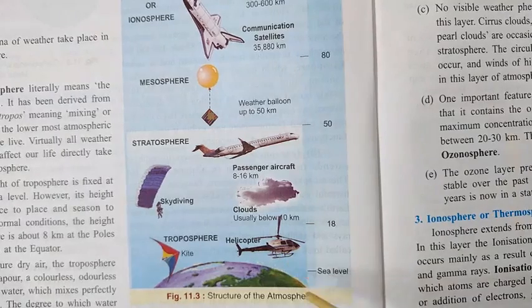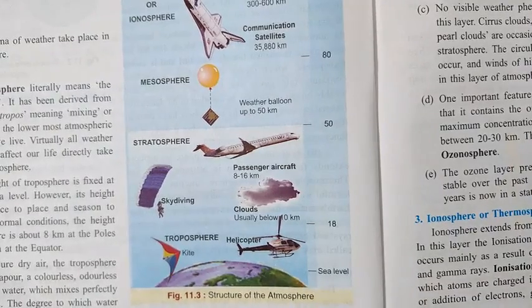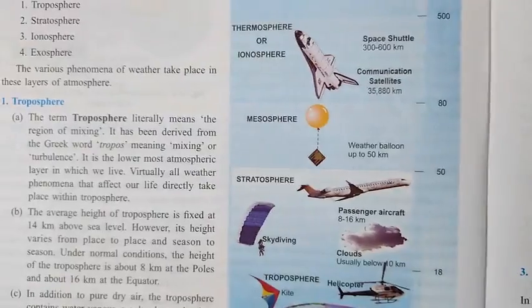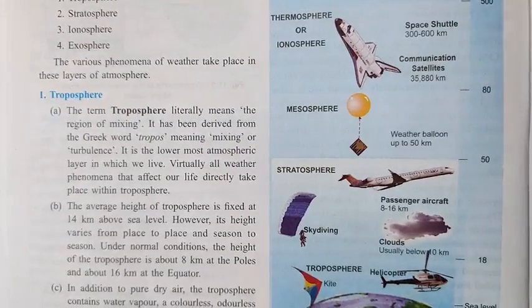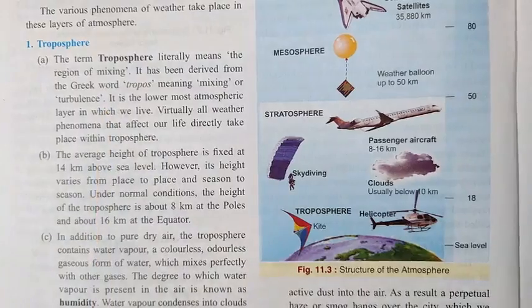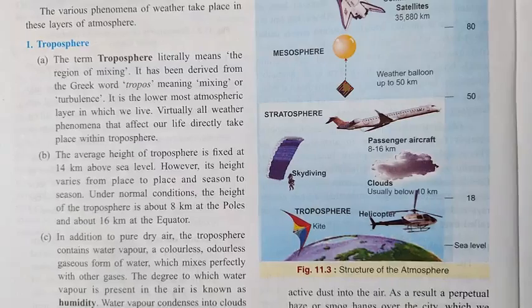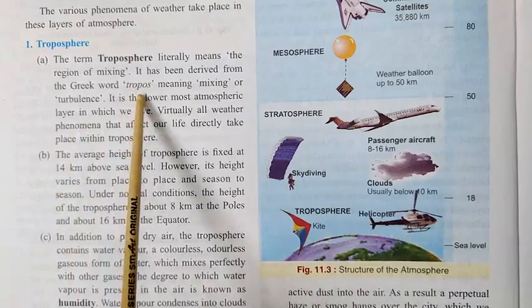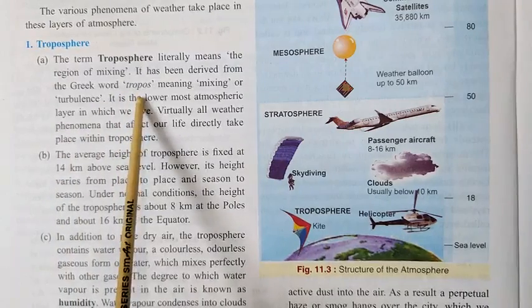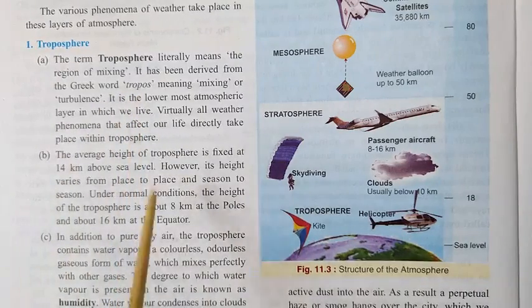So let's see here the explanation of each layer one by one, and we will start with the troposphere. So the word troposphere is actually derived from a Greek word, tropos. The word tropos means mixing. So you can find in this layer all sorts of mixing.